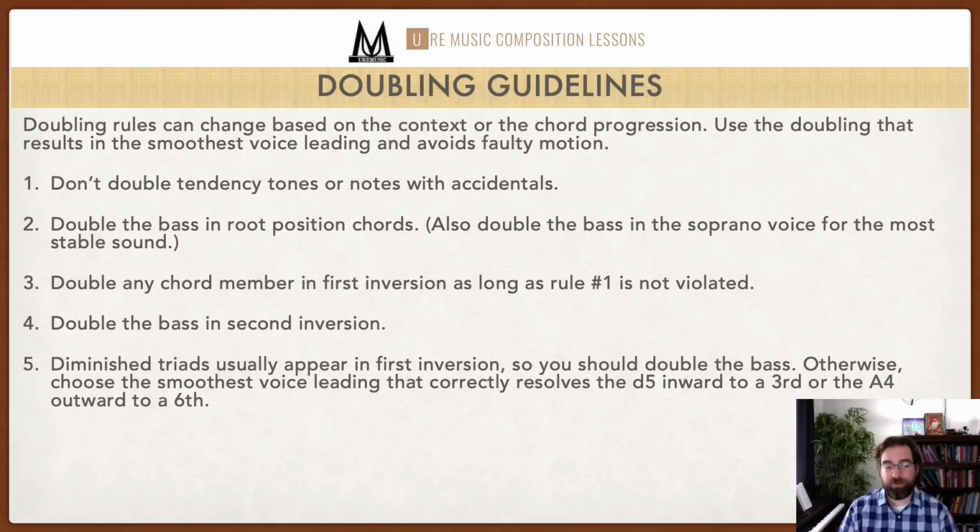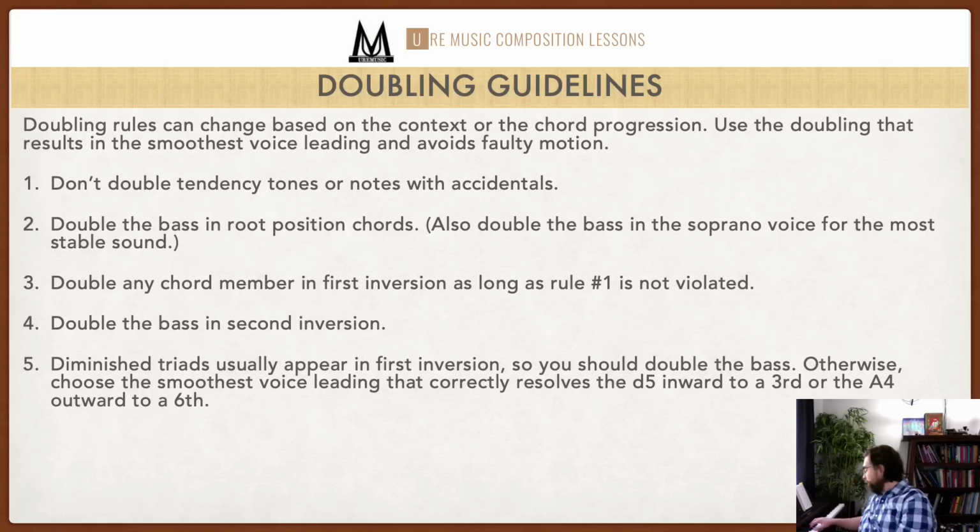If you double the root of a diminished triad, here's a diminished triad, then between the root and the fifth is a tritone. So if you double that root, then you are emphasizing the tritone.